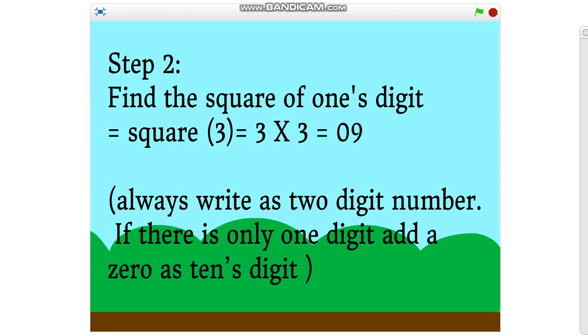Now step number 2. Find the square of the ones digit. Here the ones digit is 3. 3 times 3 will give you 9. But always write the answer to the step as a 2-digit number. If there is only one digit, add a 0 to it. So we get 09 as the answer for the second step.